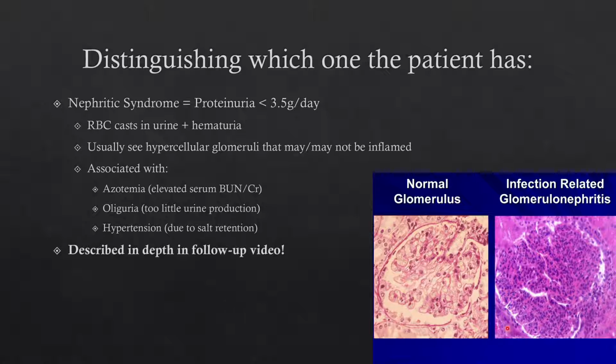You're going to see hypercellular glomeruli that may or may not be inflamed. So here's a normal glomerulus. This is a very hypercellular, very inflamed glomerular apparatus. You're also going to see azotemia, which is just an elevated serum BUN and creatinine. You may see an elevated ratio of this. You're also going to see that the patient is not going to the bathroom enough, so they may be complaining about the fact that they cannot go to the bathroom, or when they do go to the bathroom, it just doesn't seem like enough urine. And there may also be hypertension. So if you check their vital signs, you're going to see that they do have an elevated systolic and diastolic, and that is because in a nephritic syndrome, you're going to get a lot of salt retention.